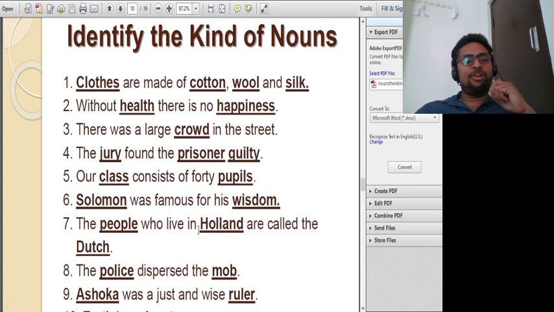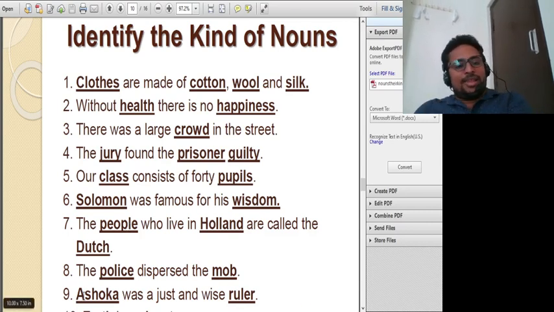The people who live in Holland are called the Dutch. People is a common noun, Holland is a proper noun, and Dutch is a proper noun, a country name. So it comes under the proper noun. People is a group of people it is representing, so it is a common noun, and it becomes a collective also.